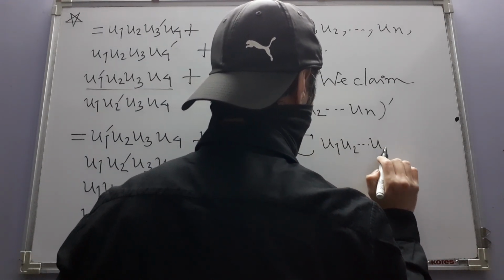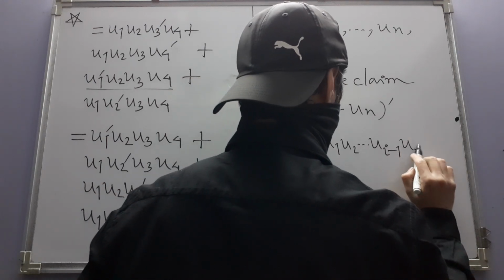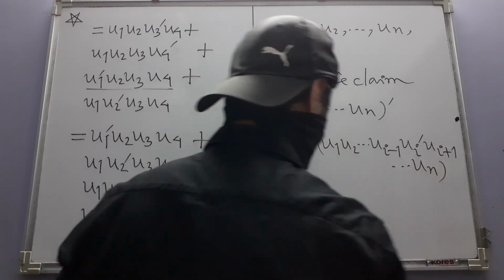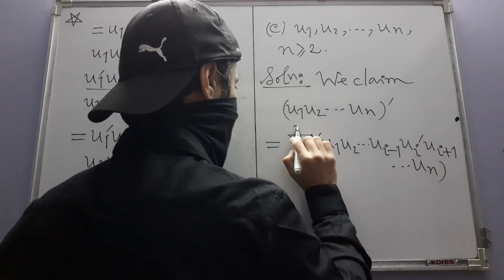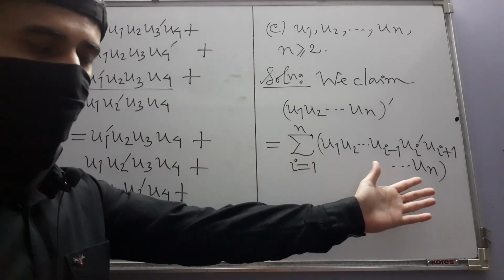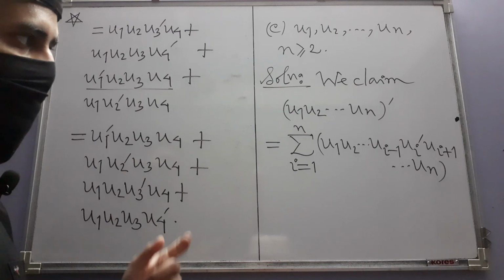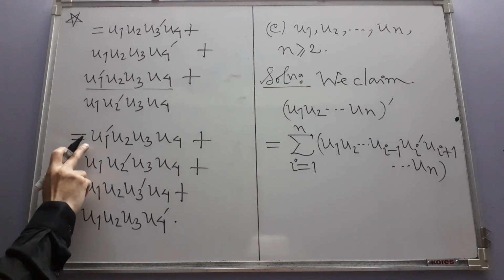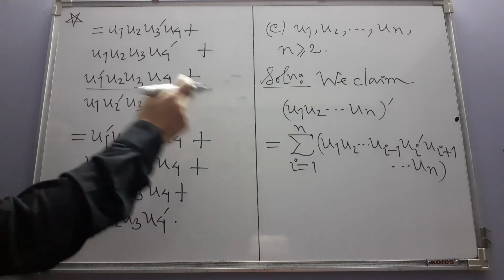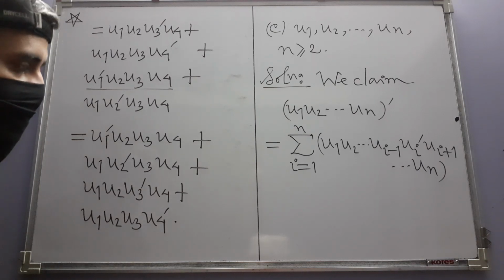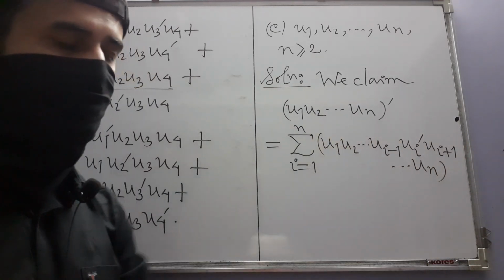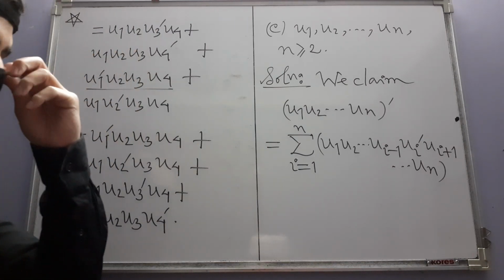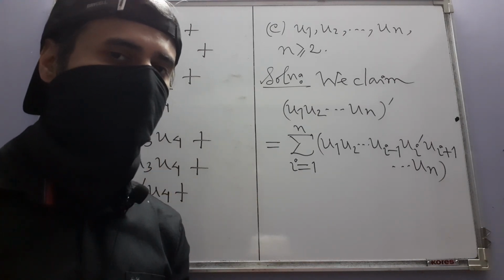u1, u2, ..., u(i minus 1), ui prime, u(i plus 1), ..., un. So this is a sum where the general term is going to look like this, and the ith term has the derivative of the ith function. The others are same. For example, here the first term has u1 prime, the second one has u2 prime. So just like that, here the ith one has ui prime and the others are same. But this is again only a claim. You have to prove this claim now. And this is where we are going to use mathematical induction.